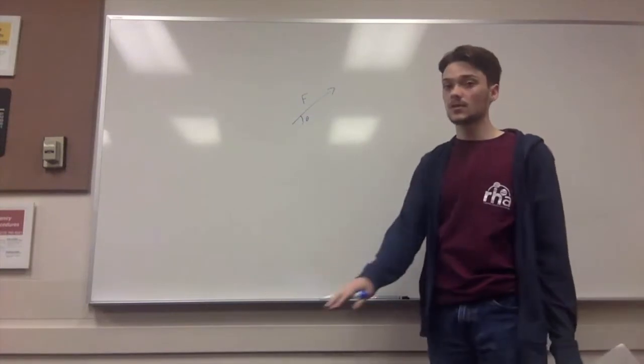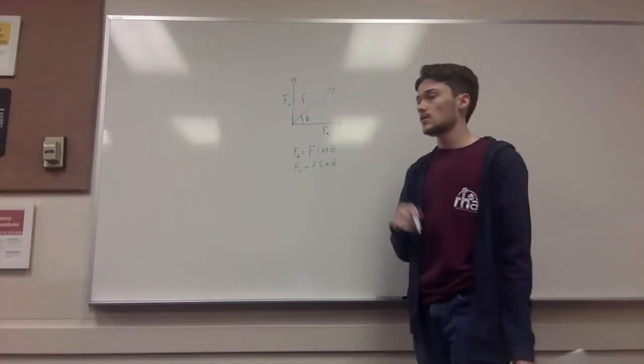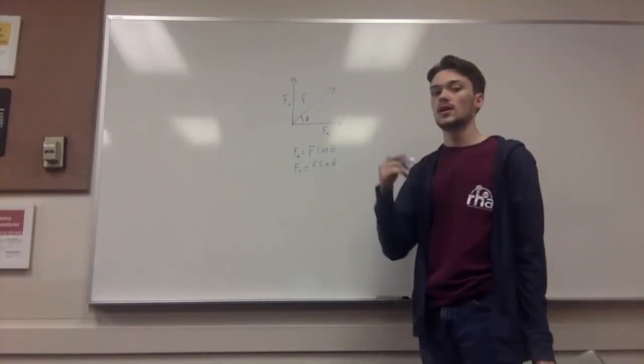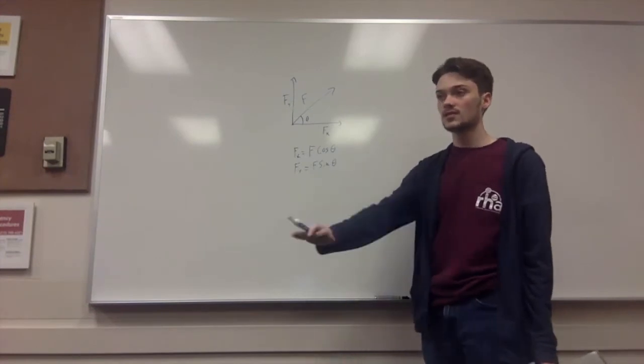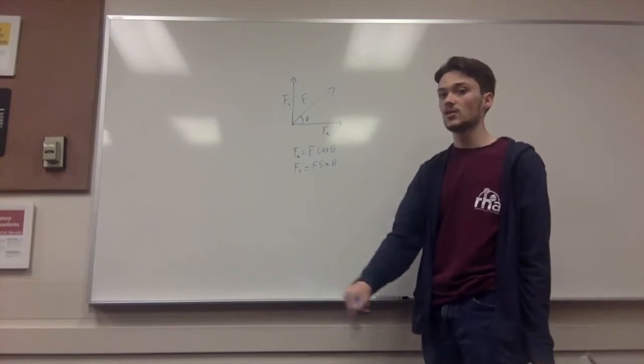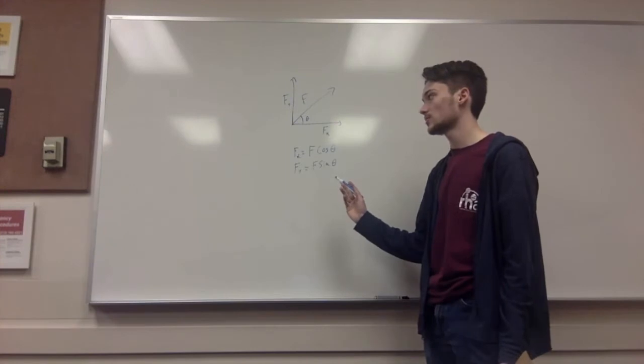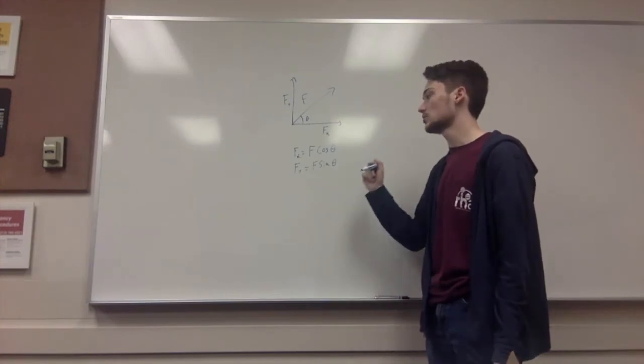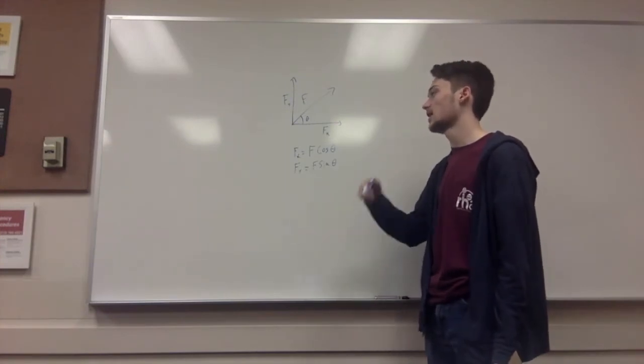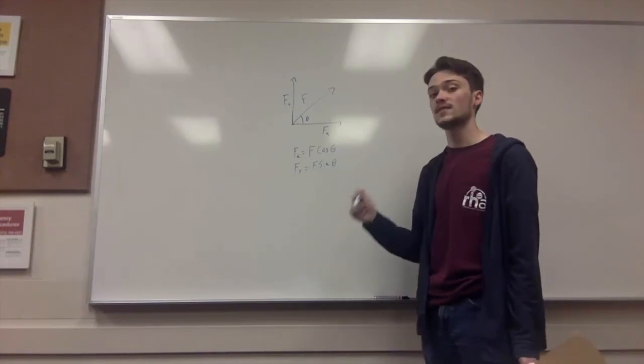But have no fear, there are equations for this. So if you want to decompose an unknown vector when you're just given a magnitude and an angle, these are the equations that you're going to use. F of x is equal to F cosine theta and F of y is equal to F sine theta.